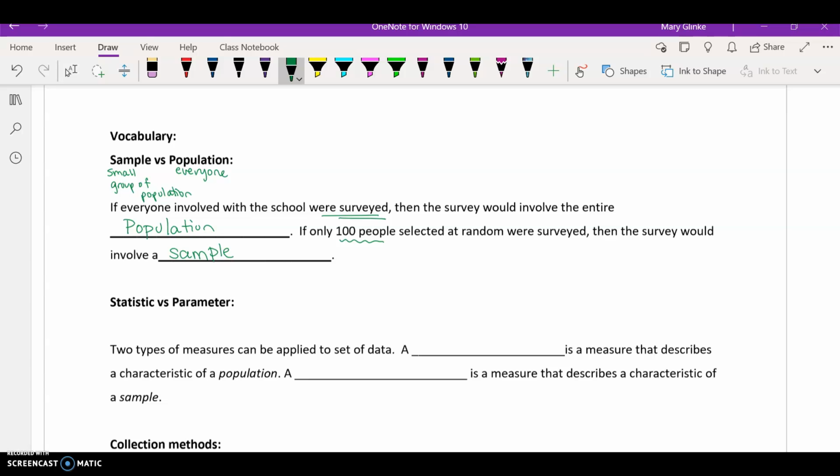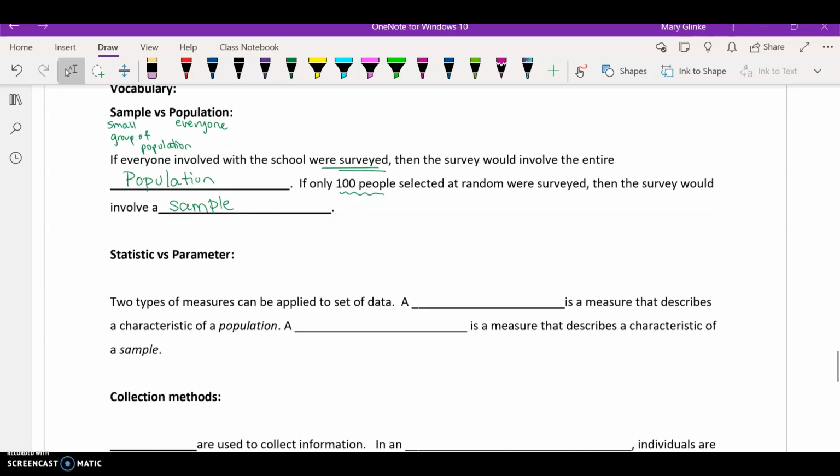If you are able to go through and survey the entire population, you're going to get something called a parameter. A parameter is information about the population. Versus if you're not able to get the entire group, if you are only able to get a sample, you can't say it's a parameter. You can't say for sure that 50% of people love this. It is then a statistic if it is from a sample that is then applied to the entire group.